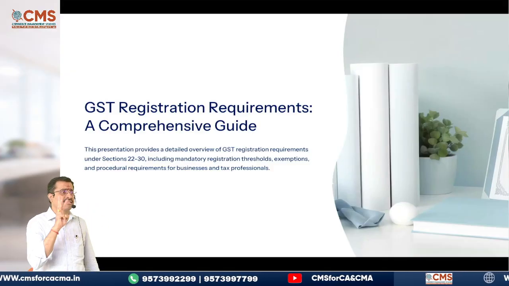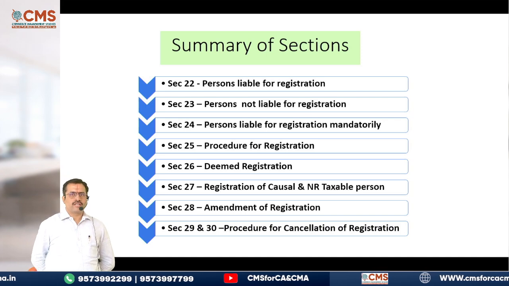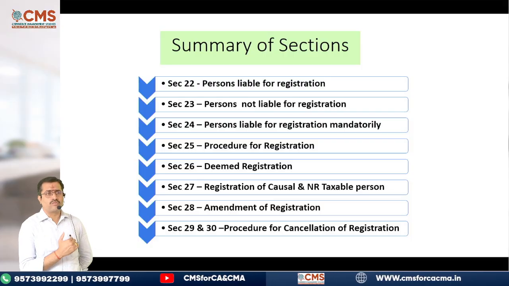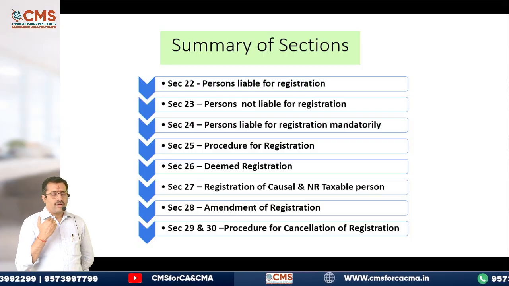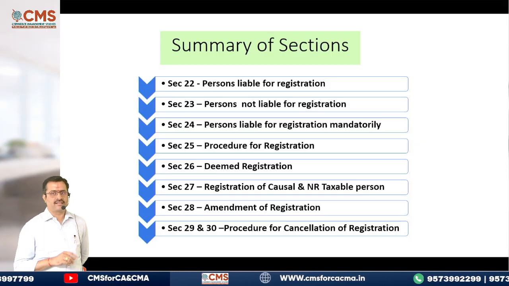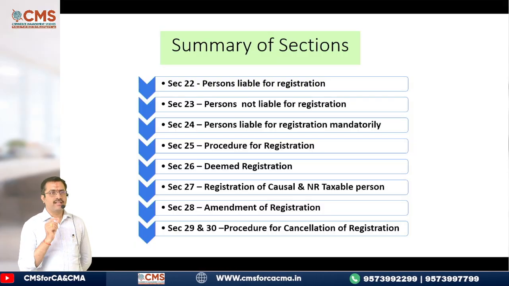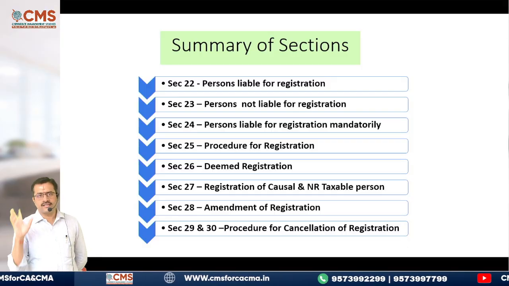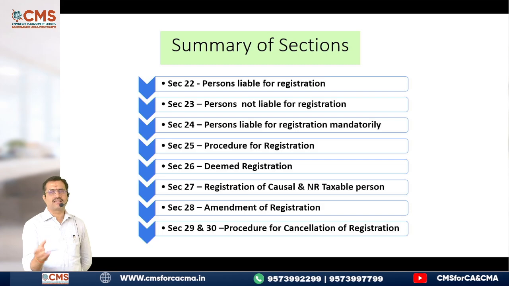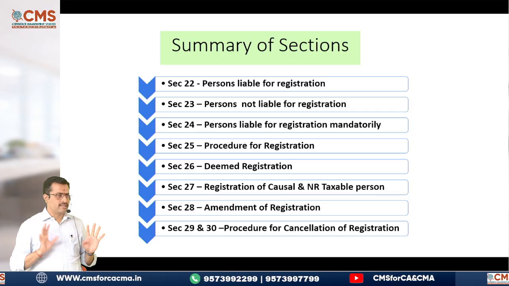Section 22 to section 30. These are the list of the sections. I'll just show you the summary of sections. Section 22 to section 30 deal with registration. In that, section 22 talks about voluntary registration. 23: persons who are exempted from registration. 24: compulsory registration. 25: procedure for registration. 26: deemed registration. 27: registration of a casual taxable person and a non-resident taxable person. 28: amendment in registration. 29 and 30: cancellation and suspension of registration. Khatam. So first forming, last dissolving. That's how it is. So let's see one by one.